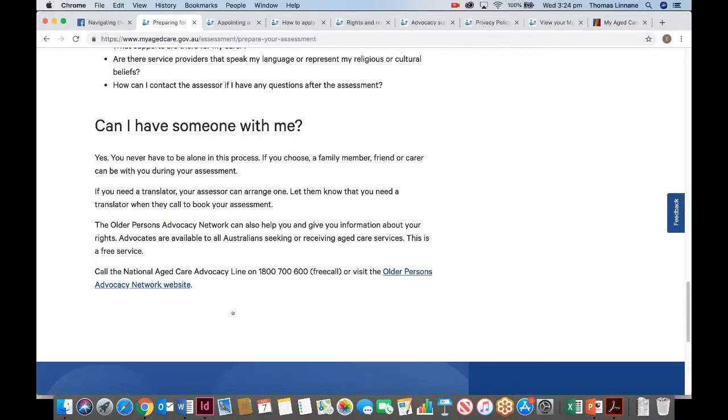So at the time of making the appointment, there would be a consideration given to, is a translator or an interpreter necessary for this appointment, and if so, then that's worked into the time and the date so that we can make that happen.